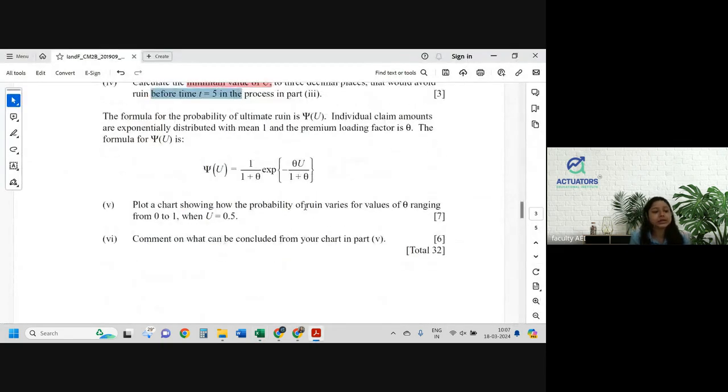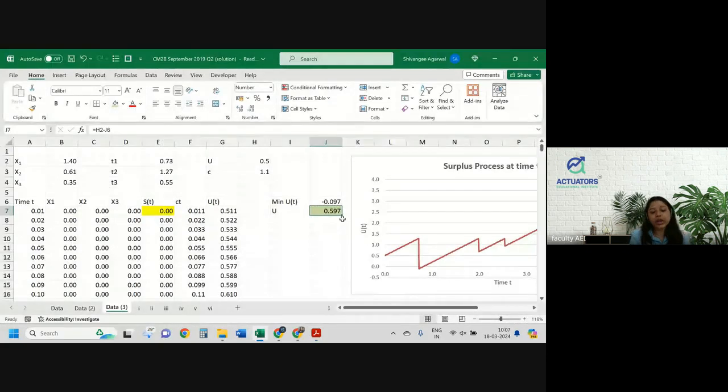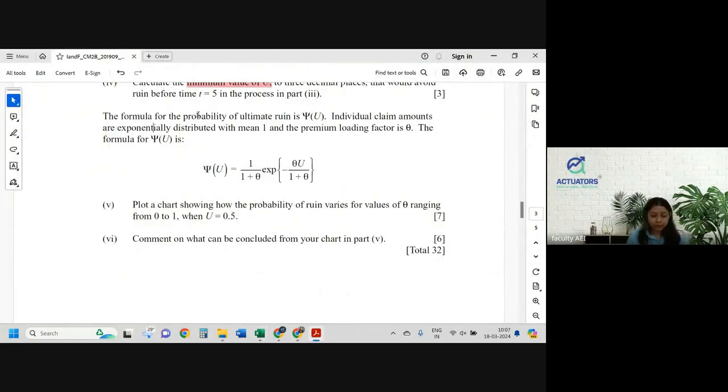Next, they are saying that or you could have just done, if you want to use a goal seek, to hum kaise karte? Minimum UT ko hum zero karte by changing U. Same answer aata. The formula for the probability of the ultimate ruin. Individual claim amounts are exponentially distributed with mean 1 and premium loading factor of theta. Premium loading factor theta hai and exponential distribution hai with mean 1. The formula for xi, isko xi bolte hai, u is, this is given to us. Theek hai, and this is the probability of ultimate ruin.